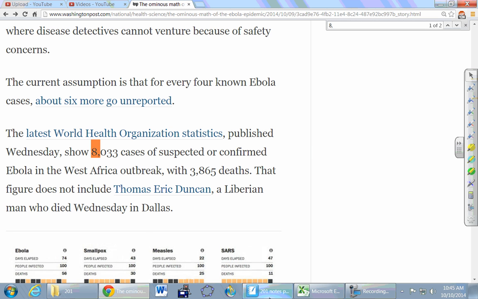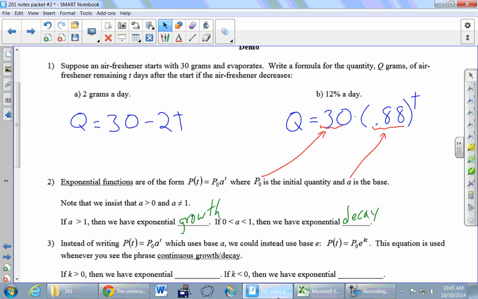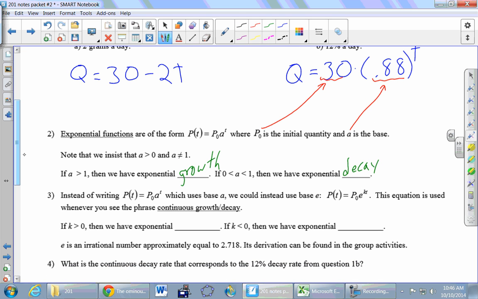So let's see if we can write down a formula modeling this scary Ebola outbreak. So we'll call it P equals. So it still starts with the initial population, which we saw was 8,033. And then we're going to multiply by some number to the T. All right, so that number, anybody know what it is? It said doubles every 3 weeks. What's the magic number, A?